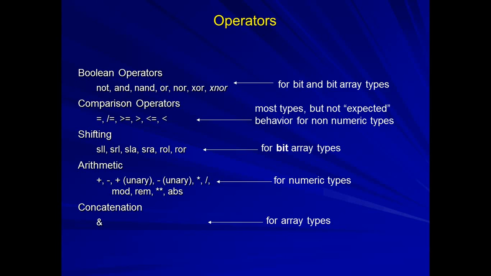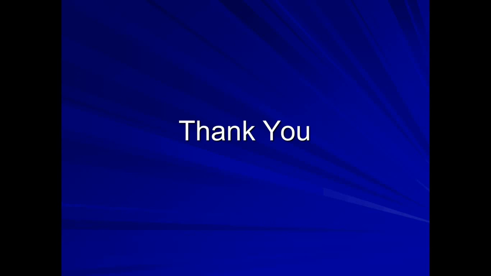The next operators are arithmetic operators. Arithmetic operators play an important role in performing arithmetic operations on the given data types or signals. Addition, subtraction, multiplication, modulus, remainder, absolute value, and power are the arithmetic operators. The data types for the arithmetic operators are numeric types. And if we have to concatenate two values or two words, we can use the concatenation operator ampersand. The data types for concatenation are array types. This is all about operators.